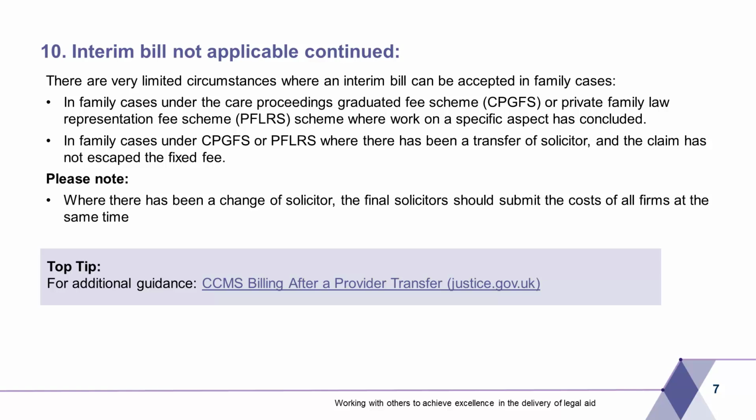We would also allow an interim bill in family cases under the fixed fee schemes where there's been a transfer of solicitor and one claim or more has not escaped the fixed fee. So there's various scenarios there, especially under the family proceedings, where we might allow an interim bill. The guidance referred to earlier, billing after a provider transfer, sets out the various scenarios and when we might expect an interim bill. And there is a link to that guidance within the slides.